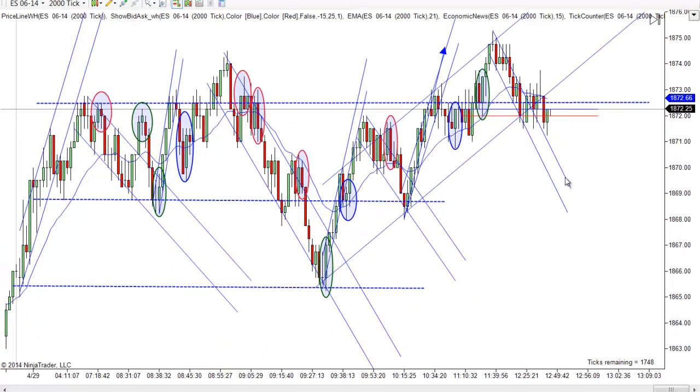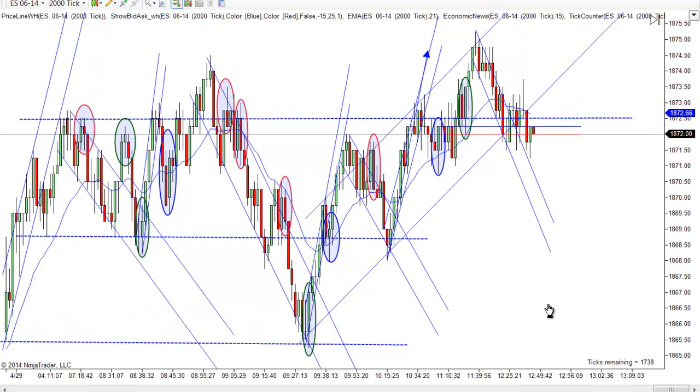So you need the right setup, and you can't go long here until you get something proven that we're going the other way. An aggressive trader might go long there, trying to catch something. But again, personally, I wouldn't take this as a long. I'd just sit tight here and see what happens.